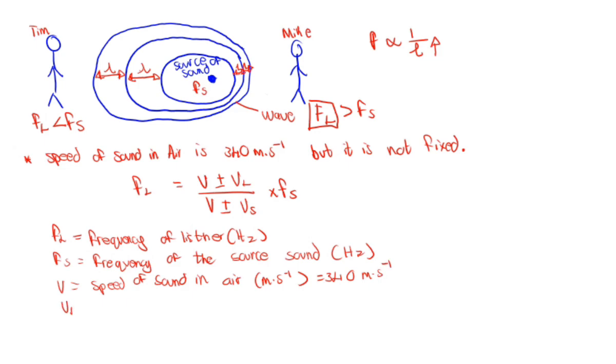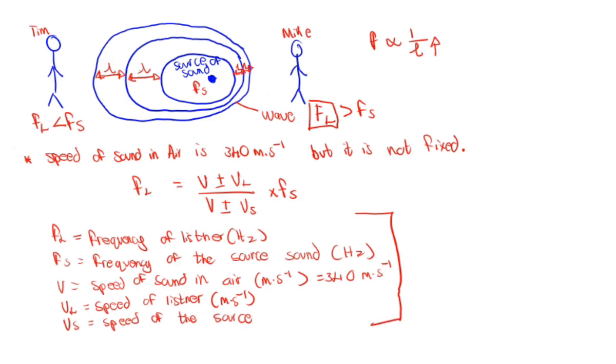V_L is the speed of the listener, right? So you're going to be given the speed of the listener in the question. It's also measured in meters per second. And then we also have V_S, which is the speed of the source of sound, right? So these are all the variables in the formula, right?